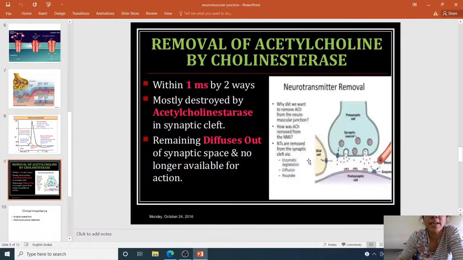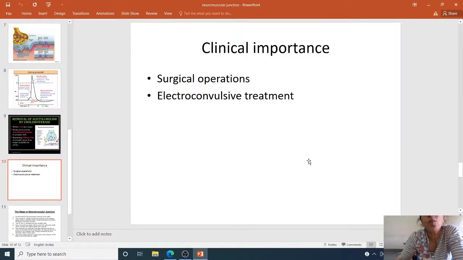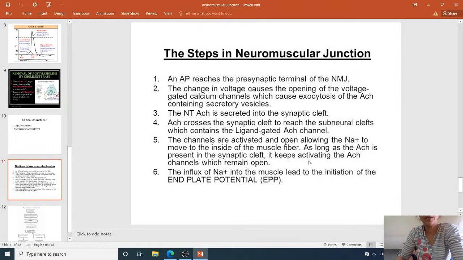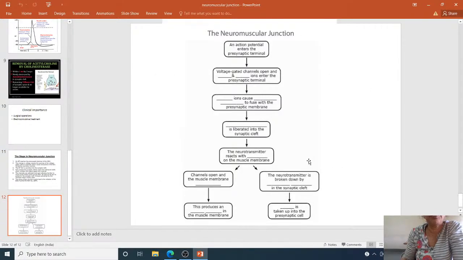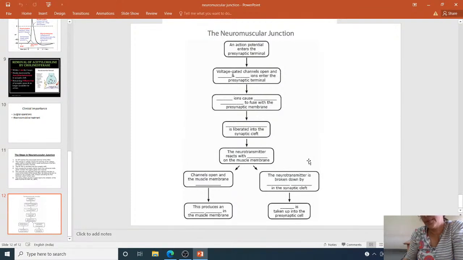So this is the same diagram, and I told you how acetylcholine is destroyed by acetylcholinesterase, what the clinical importance of this is, and I also told you the steps. From end plate potential it can go to the action potential, but the first word you should use is end plate potential. Okay. And a small quiz on the neuromuscular junction. If you can do this quiz, you can write this neuromuscular junction. Okay, hope you understood, and thank you.